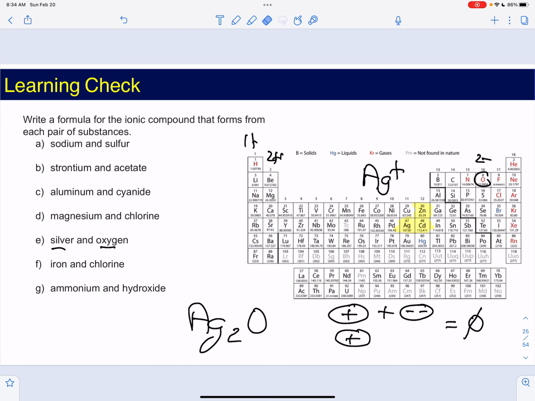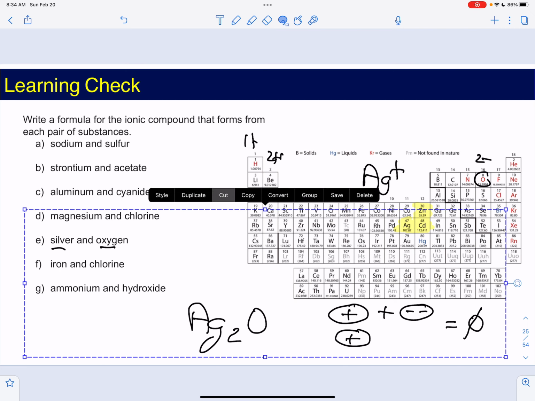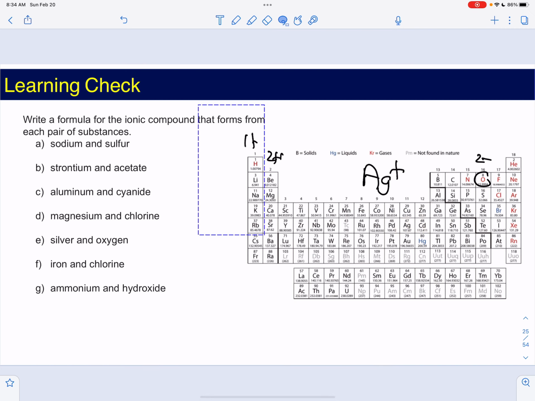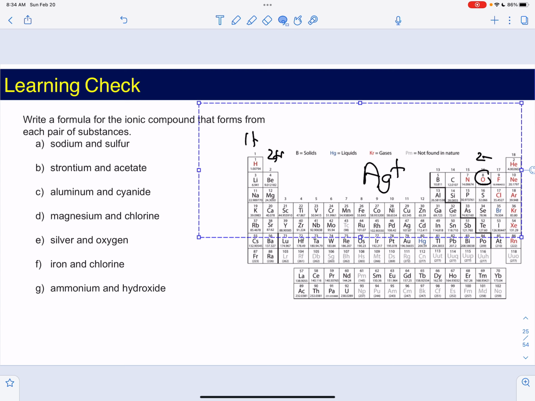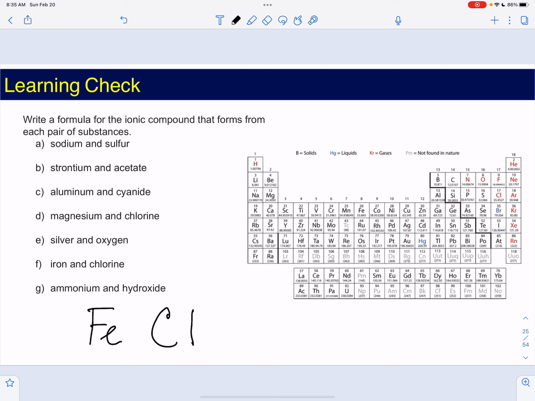2 more to go. And I know I'm taking a long time to do this part, and I'm doing that because this is so important for what's coming for the rest of the semester. You have to master this, doesn't matter what. So iron and chlorine. Iron and chlorine. Where is iron?